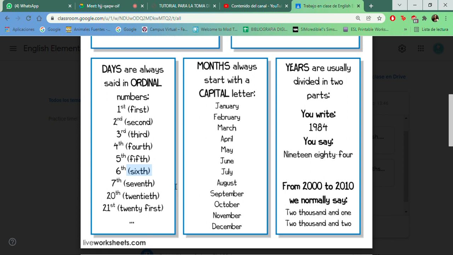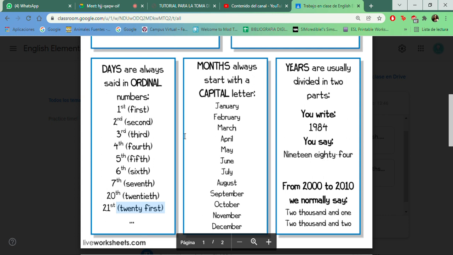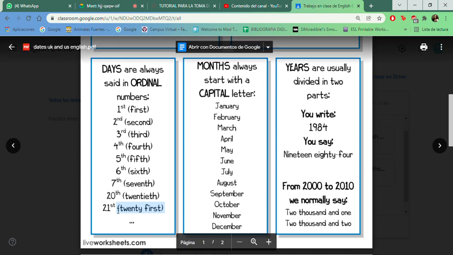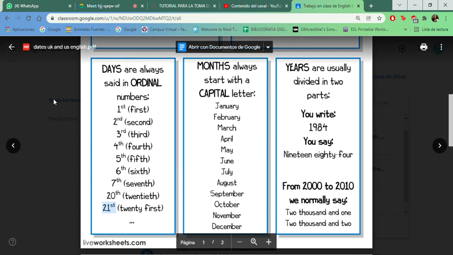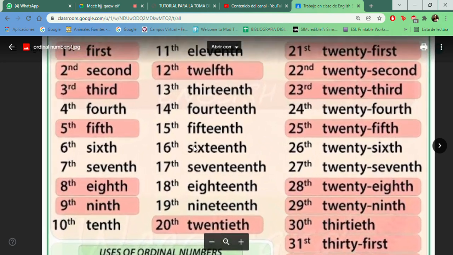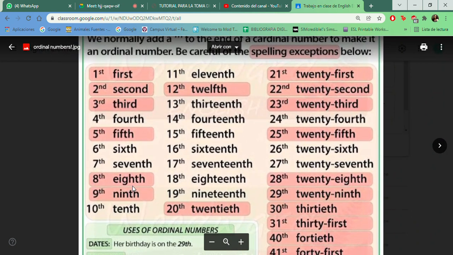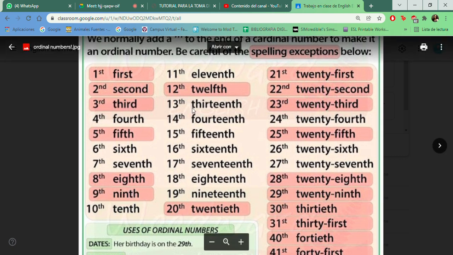Great. But what happens when it's after this number? So when it ends with 1 or 2 or 3, it's 21st, 22nd, 23rd, okay? And you write the letters, right? There. So very easy. Let me show you another. So in this case we have spelling is different, la manera en que se escribe es algo diferente, pero la pronunciación es la misma.